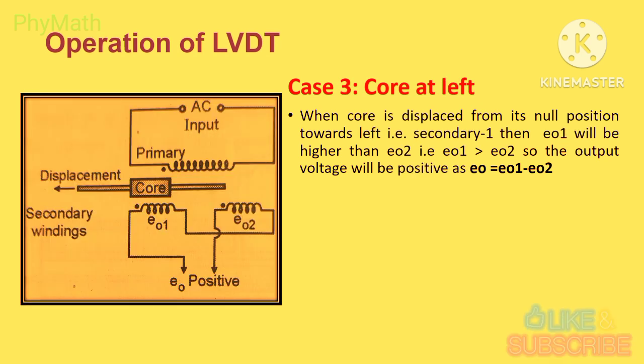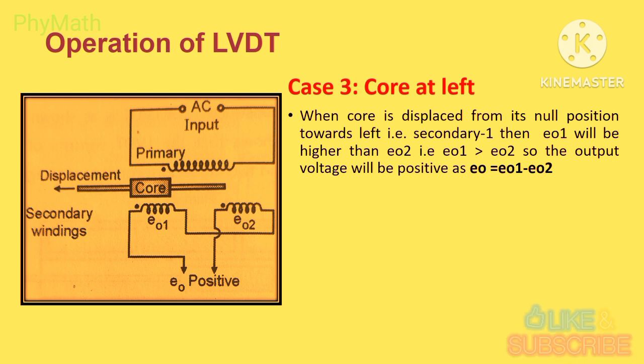And the third case: if you release the pressure on the core, then assume that the position of the core is at left from the null position. When the core is displaced from its null position towards the left, the EMF induced in secondary winding 1 will be higher than the EMF induced in secondary winding 2, that is EO1 is greater than EO2, where EO1 is the EMF induced in secondary winding 1 and EO2 is the EMF induced in secondary winding 2. So the output voltage will be positive.